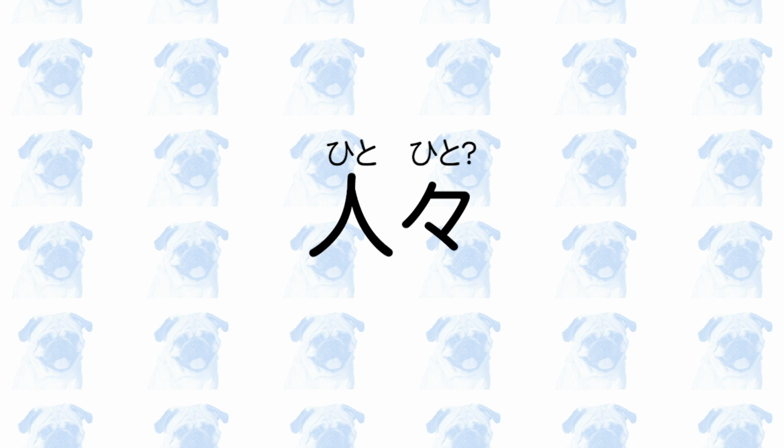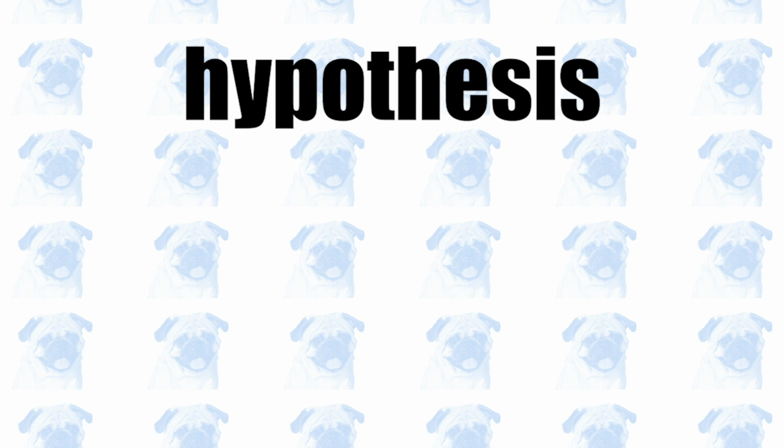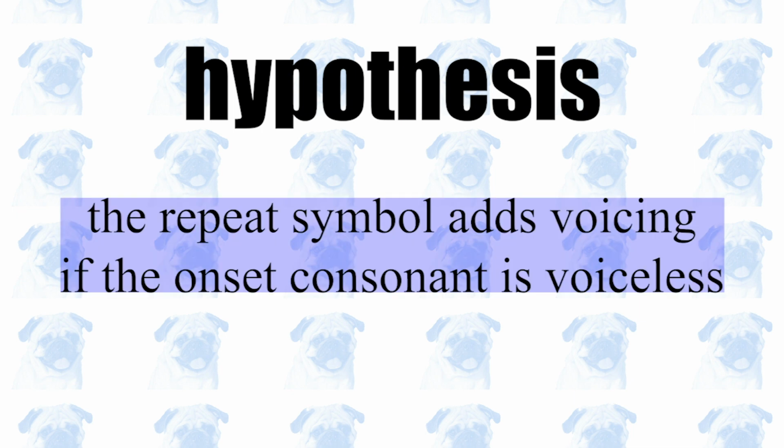A final example presents an exception to this pattern, hitobito. The first kanji is pronounced hito, so you'd expect the repeat symbol to be pronounced hito as well, but in fact, it is read as bito, resulting in the phrase hitobito. So it appears that we can infer a generalized rule from this example, which states that the repeat symbol adds voicing to the voiceless consonant at the onset.